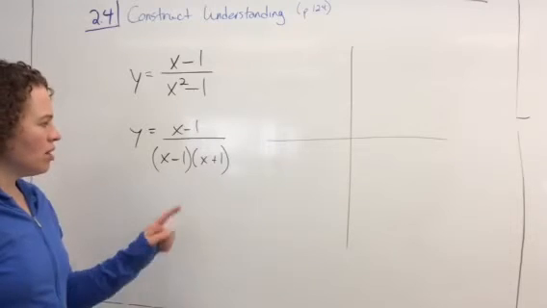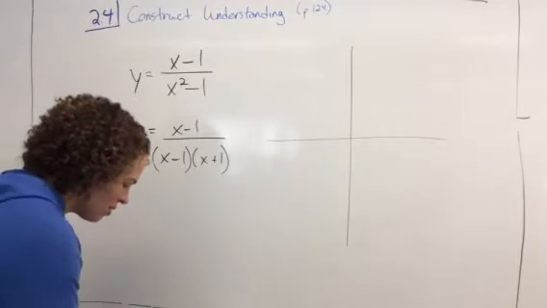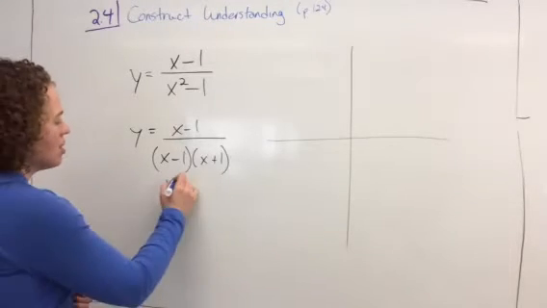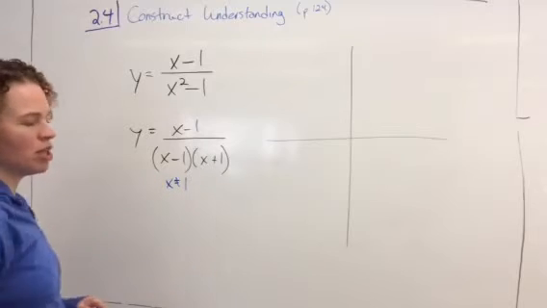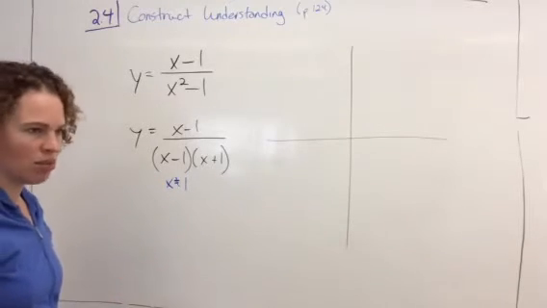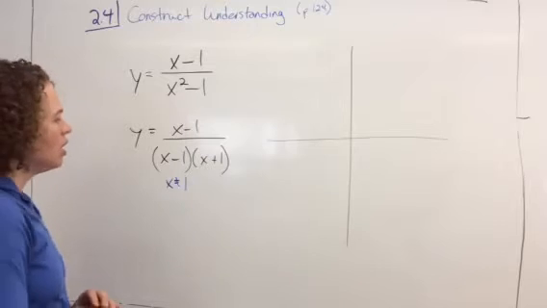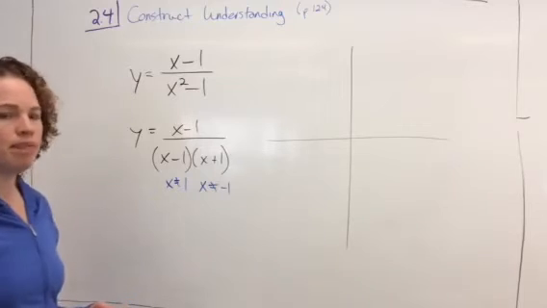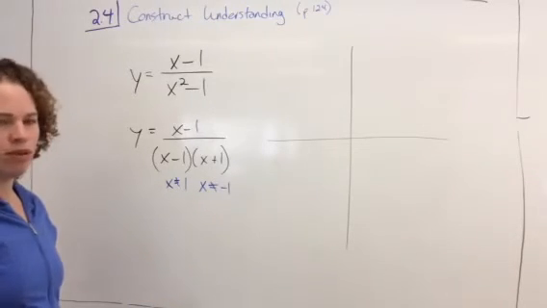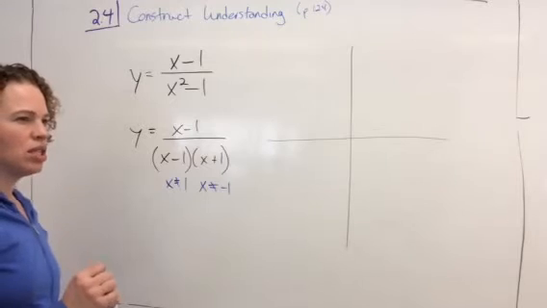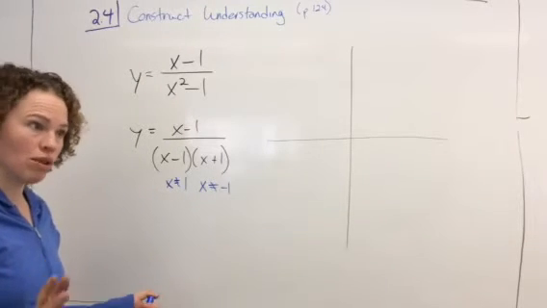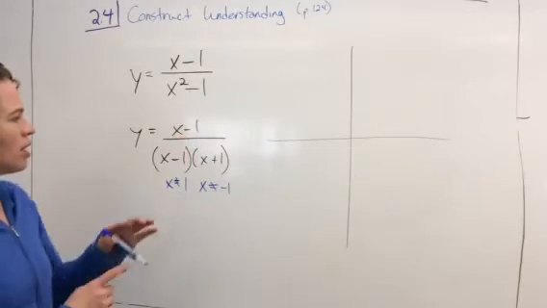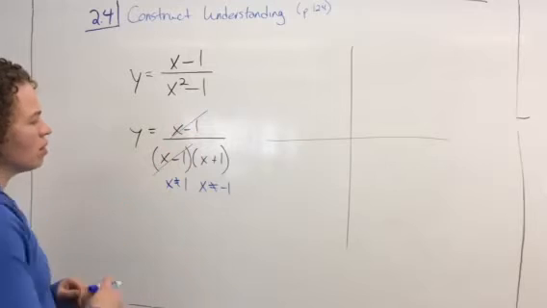So obviously I have two non-permissible values. For this one, x cannot equal 1 because 1 minus 1 would be 0, and then we can't have anything divided by 0. This one, x cannot equal negative 1 for the same reason. But we have to ask ourselves, does anything factor out? If it factors, we have a hole instead of an asymptote. When I look here, I see there's an x minus 1 and an x minus 1. Therefore, these guys will disappear.